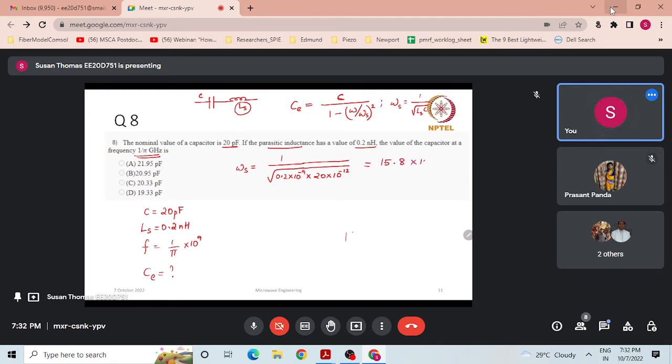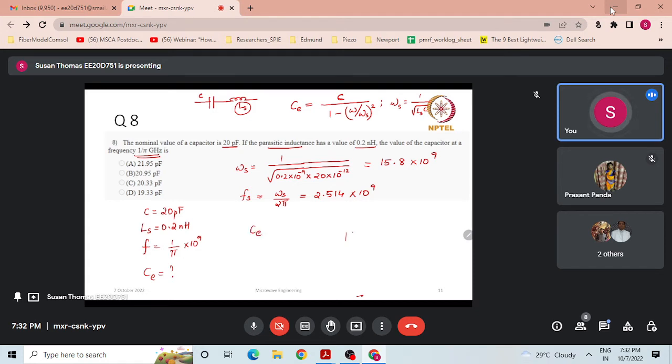15.8 into 10 power 9. So this is omega S. Please note that. Say if you want to write Fs, it is omega S by 2 pi. So that will be 2.514 into 10 power 9. Because here we have a F, and let this be Fs. It will be easy for us to solve.